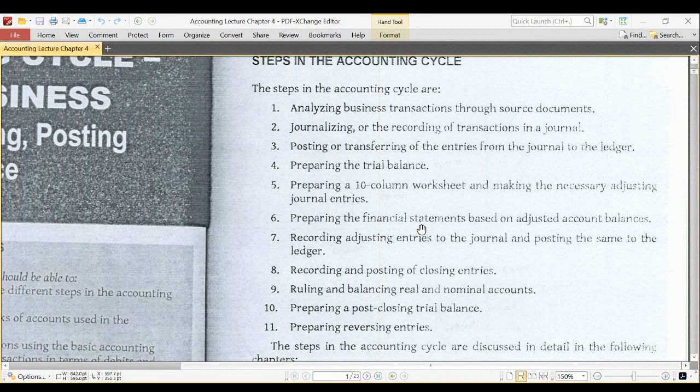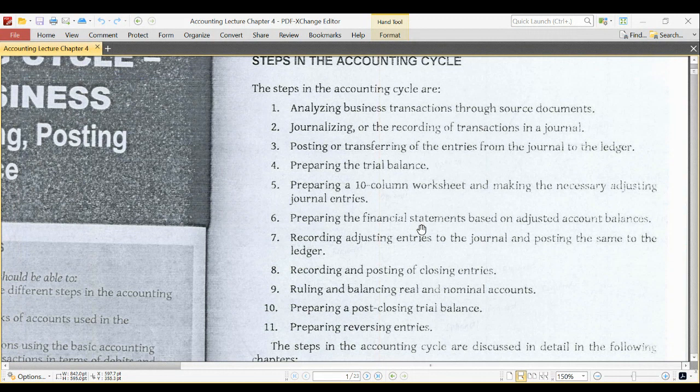Yung worksheet kasi na yun, para lang siyang trial paper. Yun yung working paper ng accountant. Ngayon, sa Excel na natin ginagawa yung mismong worksheet, yung maraming columns. First column is the recording.